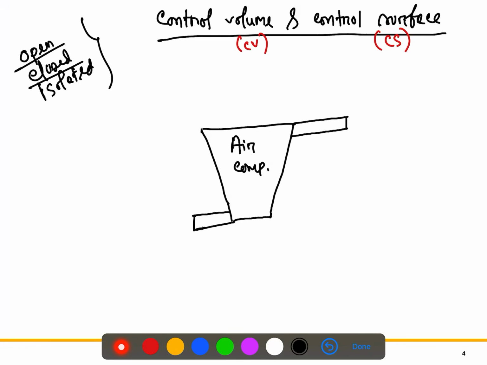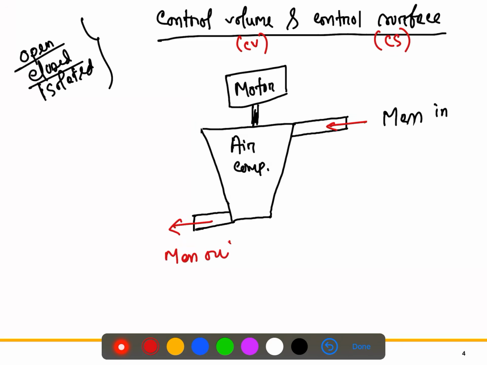Here, we usually run the air compressor by using a motor. So let's say we have a motor here, connected to the air compressor. The function of an air compressor is to compress the air, that means to turn low pressure air into high pressure air, right? So the mass will enter into this air compressor this way. This is the mass in, and this is the mass out.